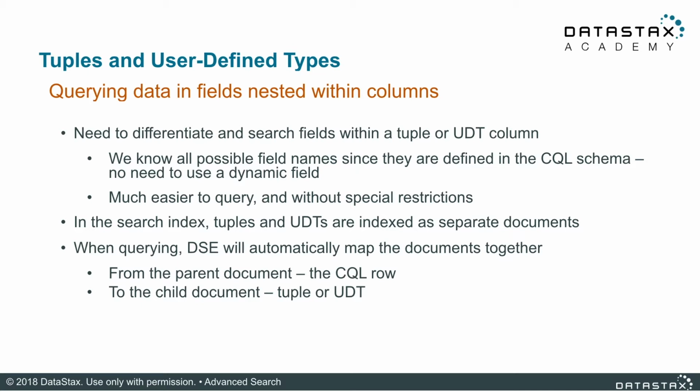There is some special processing that needs to be done, and both the UDT or tuple column and the fields within the column would be indexed as separate documents. This is not something you really need to concern yourself with, as DSE will automatically map these documents together. This includes the parent document, which is the original column fields for a CQL row, and the child document, which represents the fields that exist within a UDT or tuple.